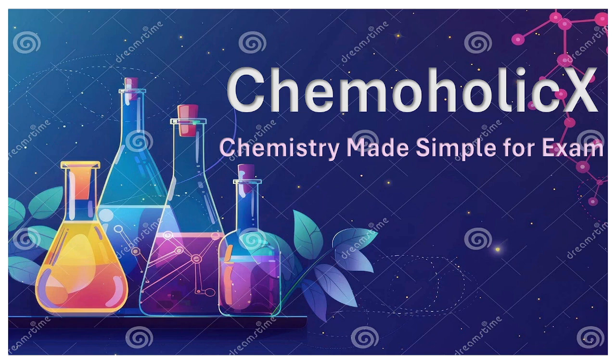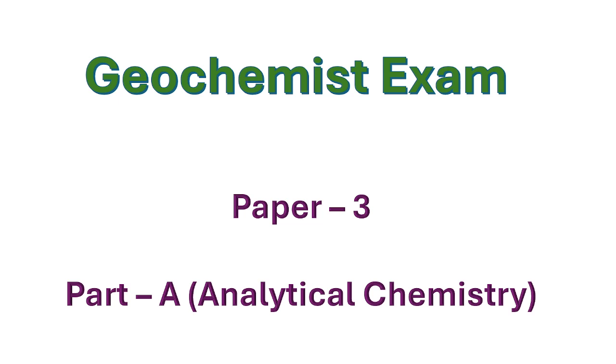In this series we have been talking about numerical problems from analytical chemistry, which is a part of Paper 3 for the Geochemist examination, and I have already solved many of the problems. I think I have completed almost all the numerical problems from the 2017 paper, and if you have not gone through those problems, the link is given in the description box. You can go through there and learn more about those problems.